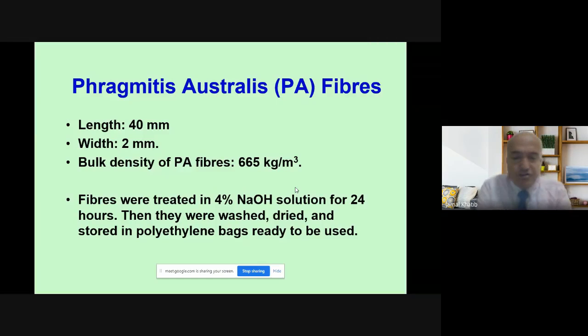And also, although we haven't done much work on it, the surface of the fiber will get rougher, and if it's rougher, that will increase the bond between the fiber and the concrete matrix. So you have 2 benefits. And then after this treatment, of course, we wash them again with water, then dry them. And once they are dried and reach a constant weight, then we store them in polythene bags ready to be used.